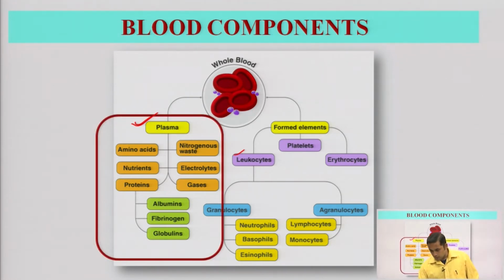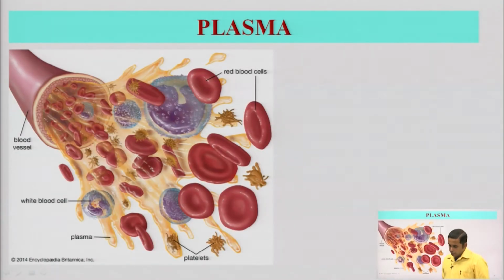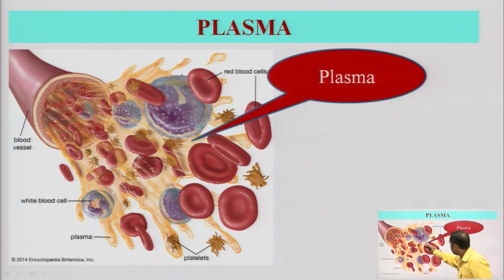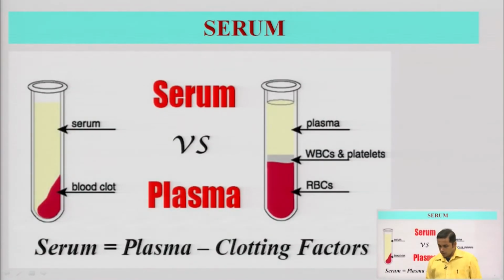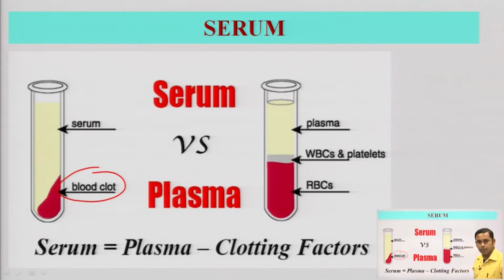So, if I focus on this area, this yellow part you can see is called plasma. Now, you might be thinking, sir, then what is serum? Let me tell you. If you take the entire blood and the plasma and remove the clotting factor, then it will be called serum. So, serum is plasma minus clotting factor.